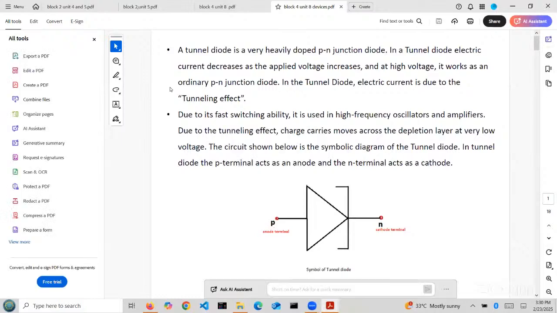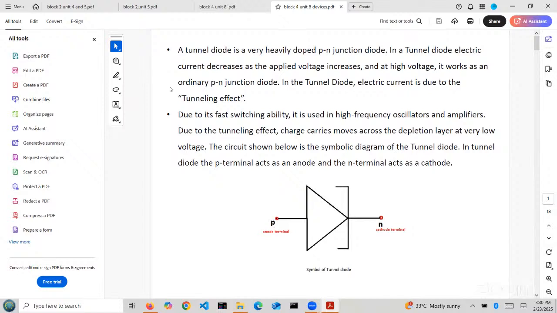Block 4, unit 8. Here, the topics we have in block 4, unit 8, have no derivation part. Only description of the diagram and waveforms. If you write, you will score the marks. Compared to other blocks, which have derivations, here no need of derivation parts. Maximum we are covering the operation of the circuit diagram and the waveforms.